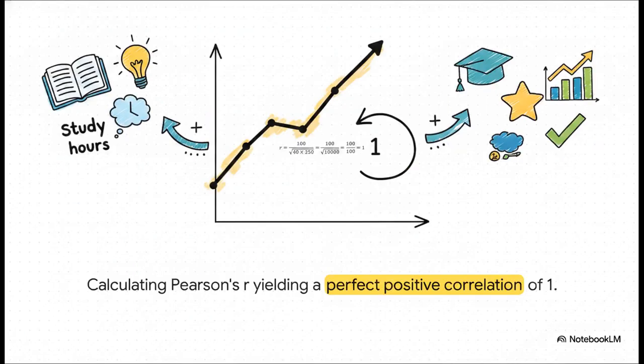Now, I know the formula for this can look a little intimidating at first glance, but really, don't panic. The crucial takeaway is just the final result. By plugging a sample set of students' study hours and test scores into this calculation, it spits out a perfect one. We've mathematically proven that, in this specific case, higher study hours perfectly and reliably correlate with higher test scores.